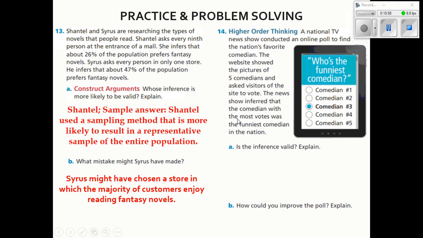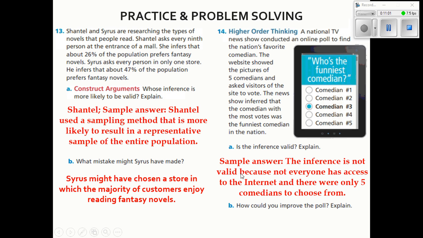Well, the inference is not valid because not everyone has access to the internet, and there were only 5 comedians to choose from. Let's face it, there's tons of comedians out there, and if you're going to have a survey for who's the funniest comedian, you really need a platform with more than just 5 to choose from. Not to mention a lot of people watch comedians live. They don't have internet, and even if they do, they don't watch them there. So by stating that this inference could be valid, you would be incorrect.